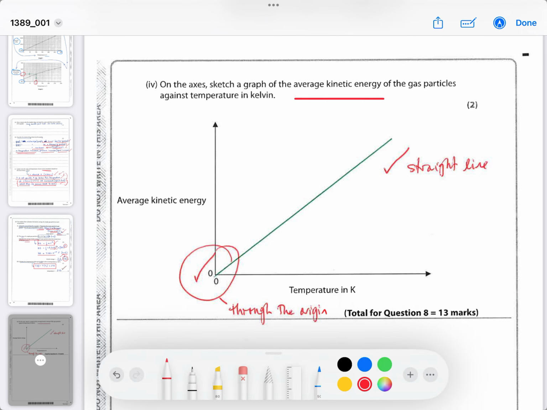The average kinetic energy against temperature in Kelvin. If you do that, it should always be a straight line going through the origin, because when you have the temperature in the absolute scale, which is Kelvin, the average kinetic energy of particles is directly proportional to the temperature in Kelvin.